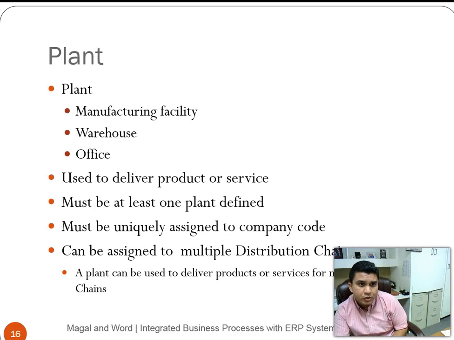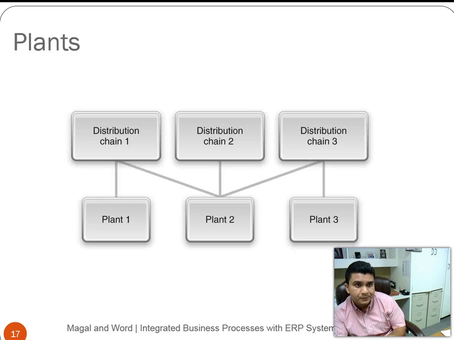Talking about the distribution chain, the plant could be a manufacturing facility, it could be a warehouse, or it could be an office by itself. So that's what a plant refers to. Whenever you see something being referred to as a plant, that could be a manufacturing facility, a warehouse, or an office.